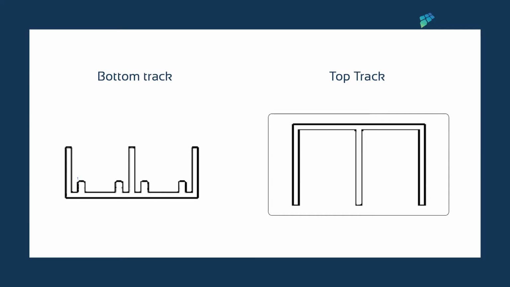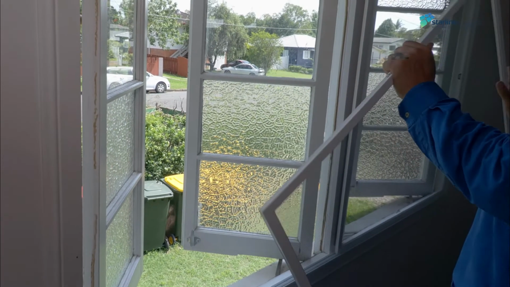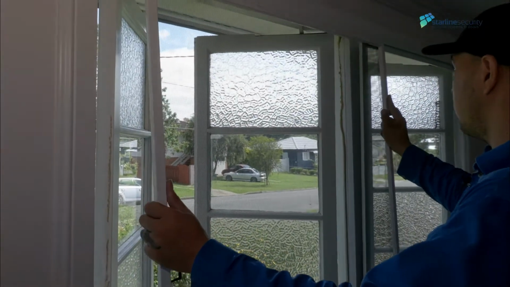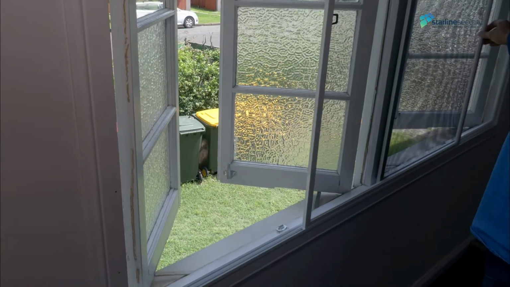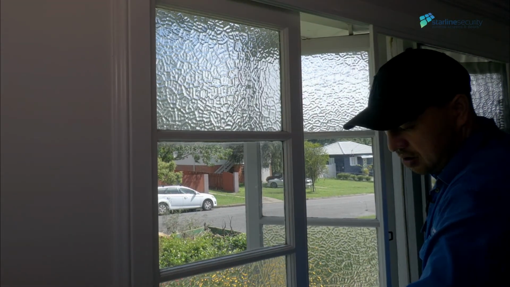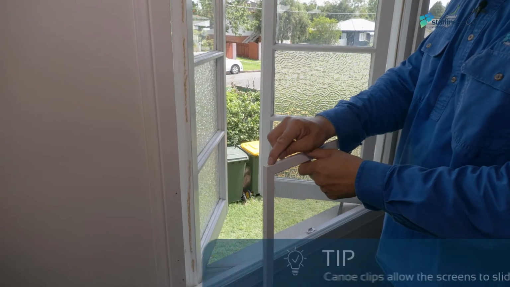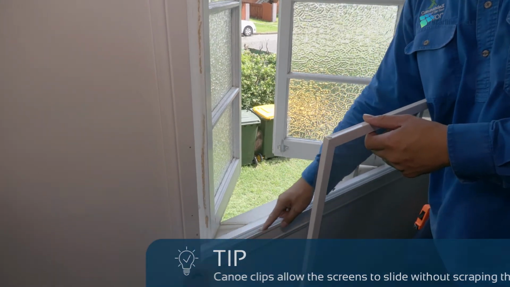The top track is 10 mm deeper than the bottom track. This feature allows the fly screen to have at least 8 mm of overlap at the top while allowing easy fitment and removal of the screens. To install the screens, lift them into the top track and swing them across, dropping them into the bottom channel. Slide them across to the sides to test fitment and squareness. Adding small canoe clips to the bottom of the screens helps them slide smoothly.